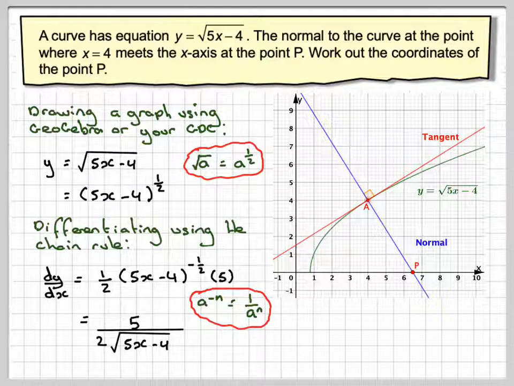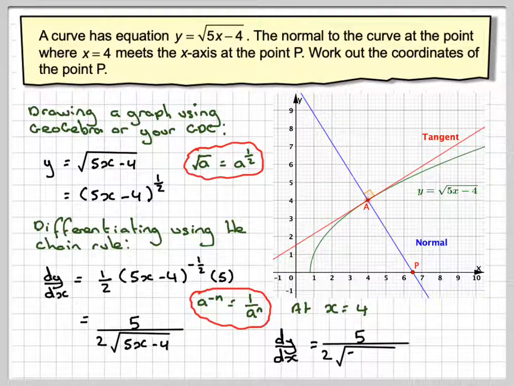Right, when x is equal to 4, dy by dx will be equal to 5 over 2 times the square root of 5 times 4 minus 4. 5 fours are 20, 20 minus 4 is 16. Square root of 16 is 4, 2 fours are 8, so this becomes 5 over 8, or you could use the fraction button on your calculator.